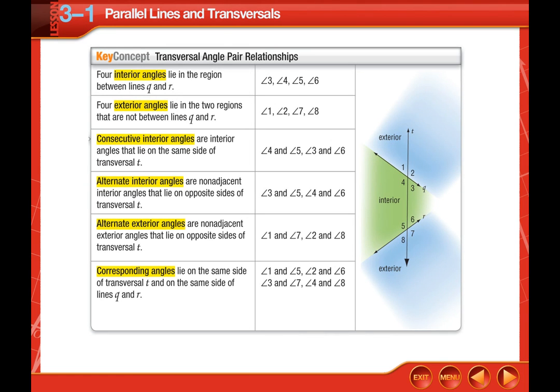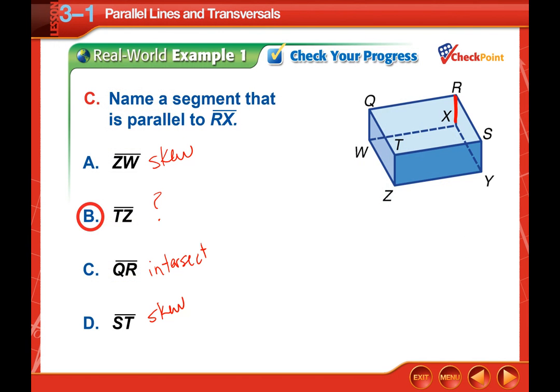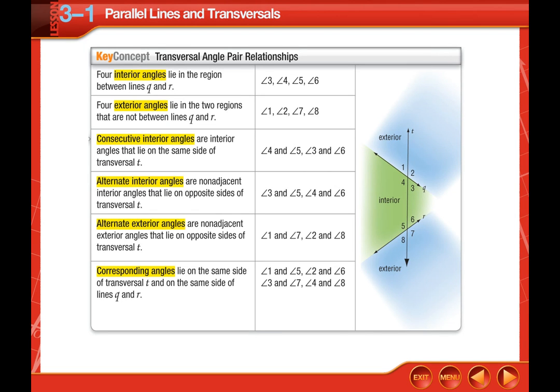So now, they actually don't go into defining what a transversal is. Okay, a transversal is a line that intersects 2 or more coplanar lines at 2 different points. So this line T here, that entire line going all the way through, is known as a transversal. It's a line that intersects 2 or more coplanar lines at 2 different points.